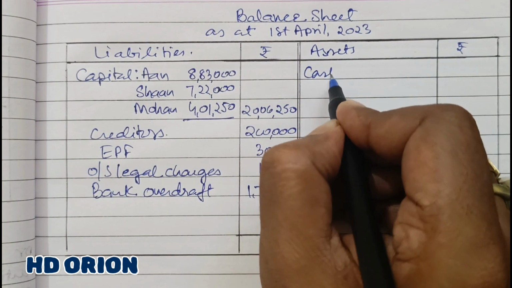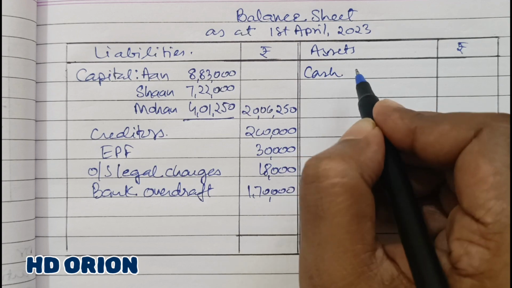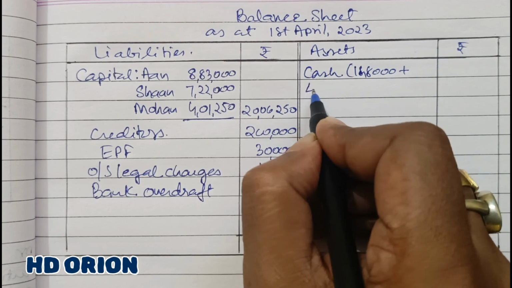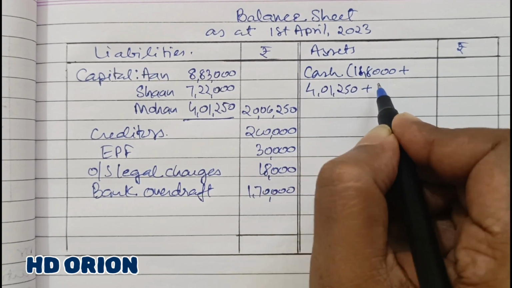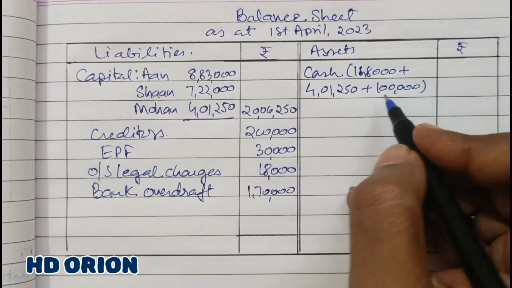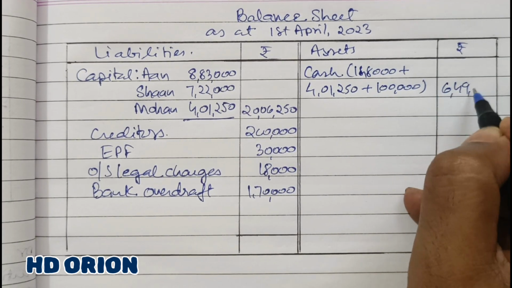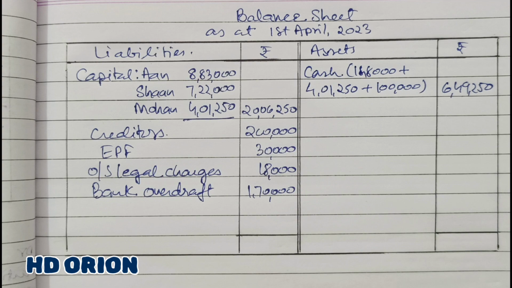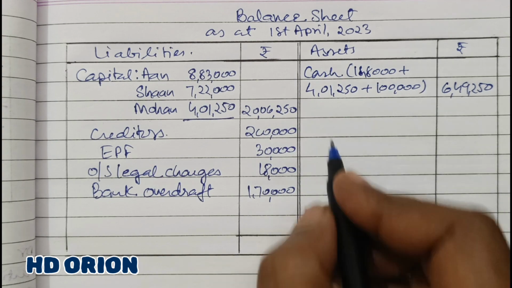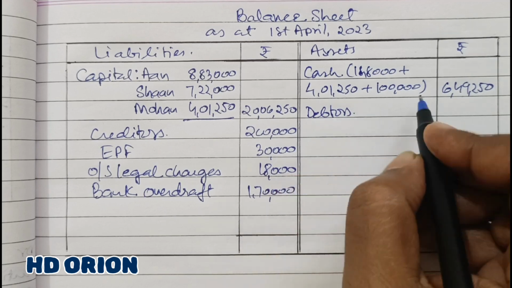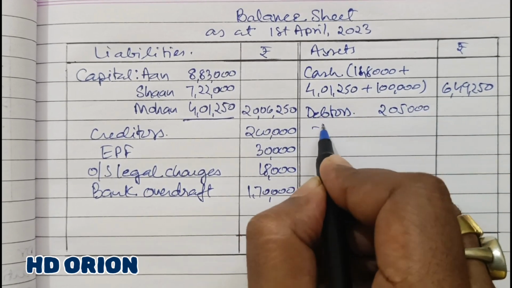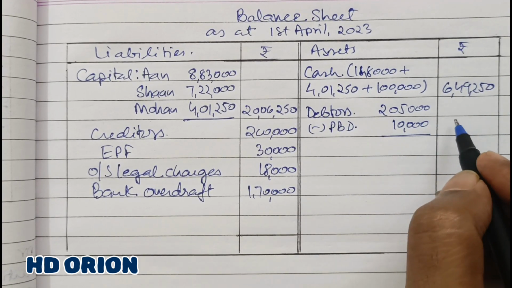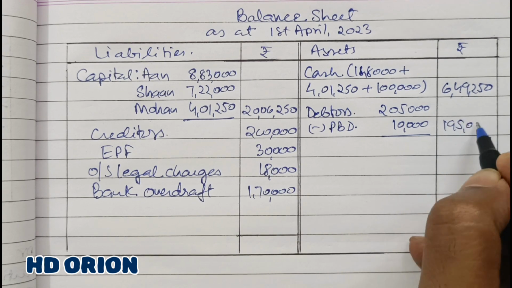So cash, there was 1,48,000, and the new partner has brought capital of rupees 4,01,250 and premium for goodwill of rupees 1 lakh. So there is 6,49,250. This money is enough to clear this bank overdraft. You can subtract and your balance sheet will agree. Debtors of rupees 2,05,000 less provision for bad and doubtful debts of rupees 10,000. Earlier it was 3,000. So it is 1,95,000 in the outer column.